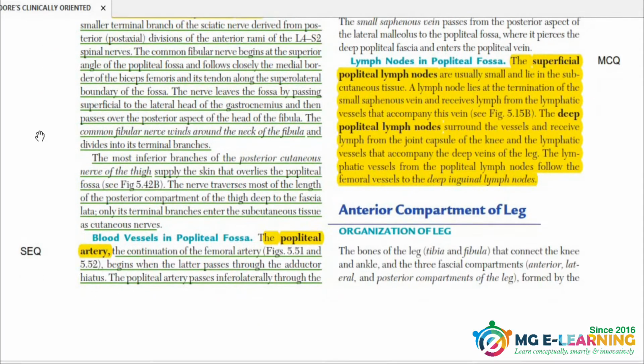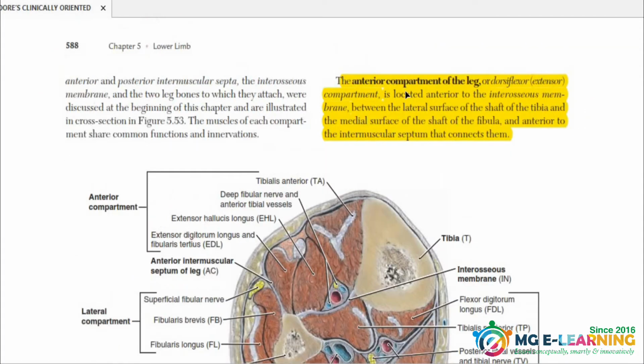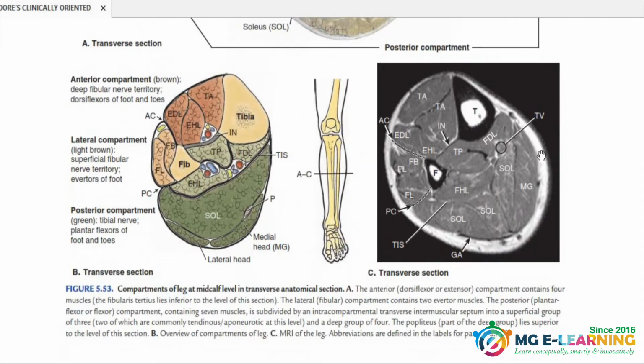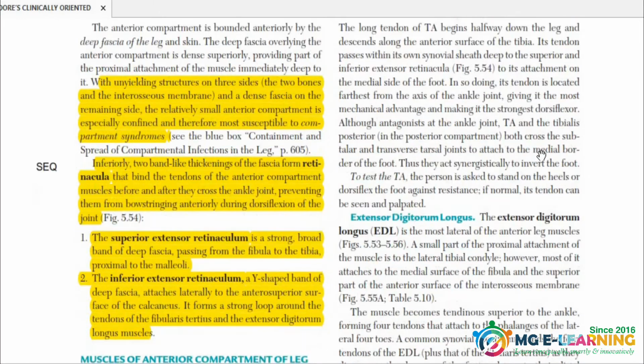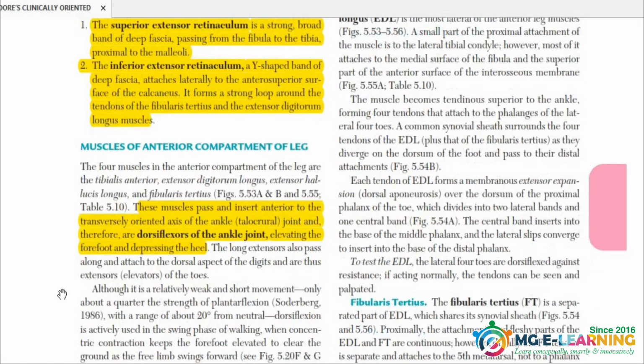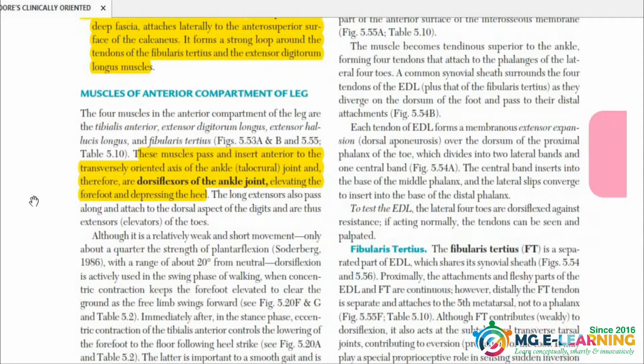Then anterior compartment of leg. You have to know about the function of the anterior compartment of leg muscles. Then here are some highlighted points for MCQ, and this one was about the retinaculum, superior extensor retinaculum and inferior extensor retinaculum. And next is the muscles of anterior compartment of leg. They are the dorsiflexors of the ankle joint.